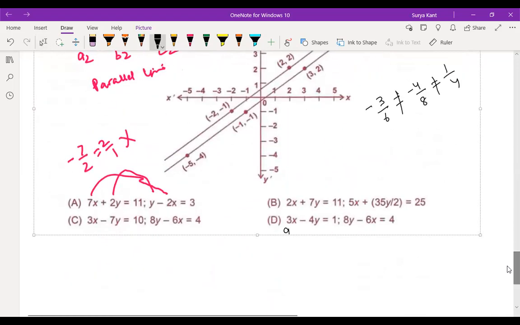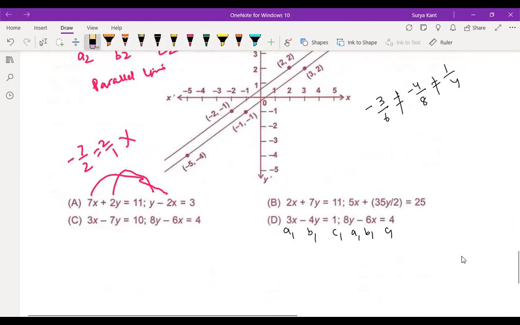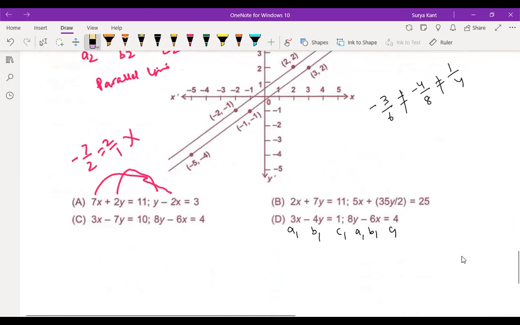Either this one be A1, B1, C1, or this one be A1, B1, C1, your wish. Yes, sir, that's what I was asking. Yeah, equations you can interchange, not a problem. You can't take A1 from here and B2 from here, not like that. Yes, sir. That you can do, no problem.